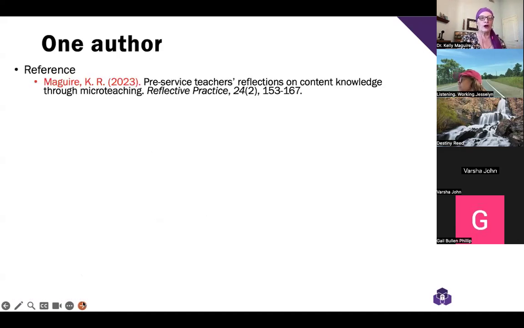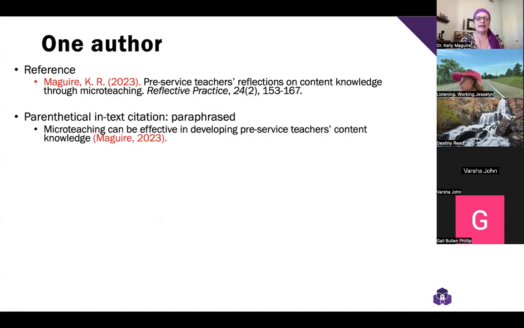So if we had one author, and I'm just going to take something that I've published, in the reference, you're going to see the initials. So it'd be McGuire, comma, K period, space, R period, space, and then 2023. So if we wanted to put that as a parenthetical in-text citation, I would just put it at the end. Now this one I've paraphrased.